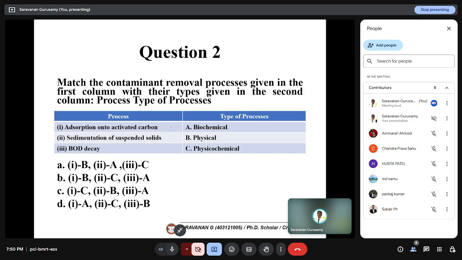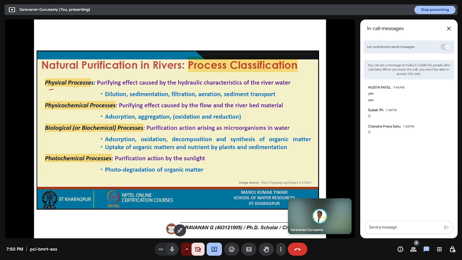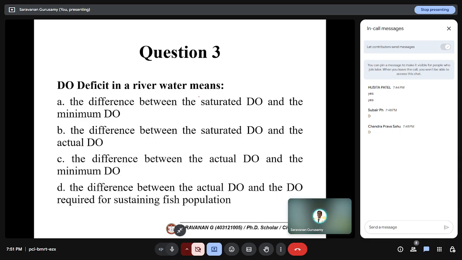So can you correct the process with the type of processes, like adsorption on activated carbon, sedimentation, BOD decay? BOD decay is biochemical. Sedimentation is physical, normal sedimentation. Adsorption on the activated carbon is physicochemical; there may be some charge property. So 1C is correct. You got it? See, physical processes: dilution, separation, sedimentation. Physicochemical is adsorption. Biological is decomposition or decay. Photochemical is photodegradation.